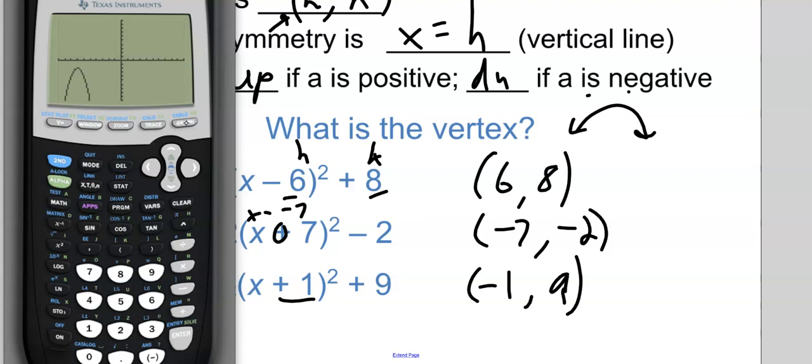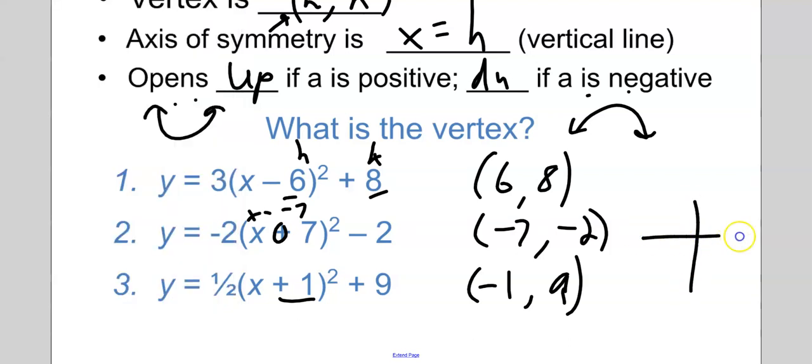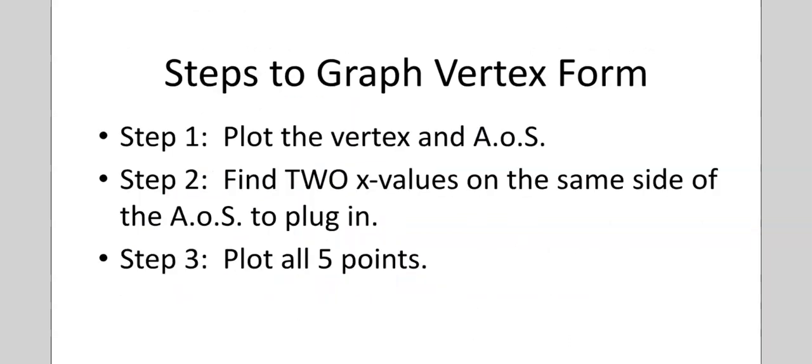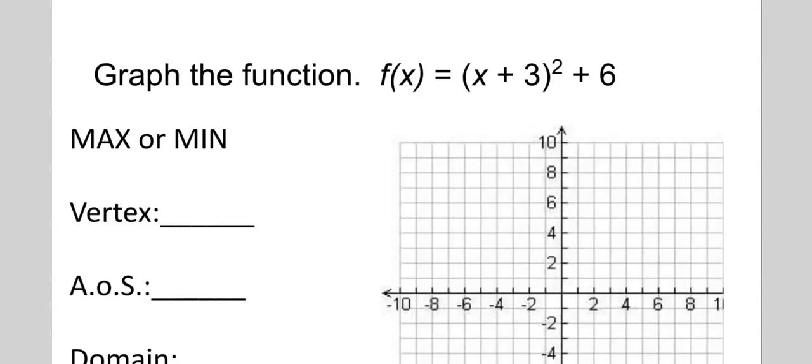It was a reminder that it's (negative 7, negative 2), as opposed to a common mistake, which is to put it over here at (7, negative 2), when really it should be over here at (negative 7, negative 2). It's pretty easy to remember, but if not, you have the calculator. Use it. So we plot the vertex and the axis of symmetry, which again is just x equals, it goes through the x number. Find two values on the same side of the axis of symmetry to plug in, then plot all 5 points. Honestly, again, use the calculator.